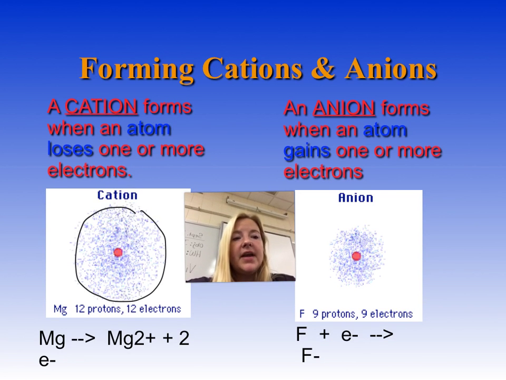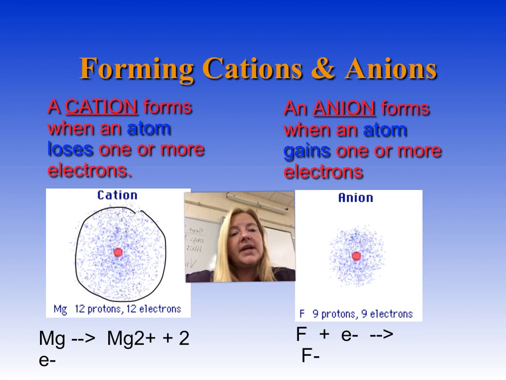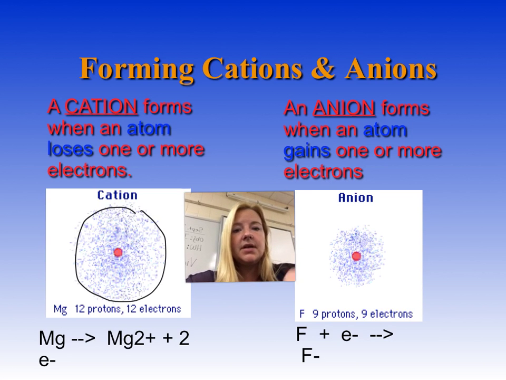Well, if I need to have 8 electrons, I could either gain 6 more electrons to fill that outer shell, or I could just lose the 2 that I have. So basically, it's kind of easier to just lose these 2. Well, if I lose 2 negative things, I'm more positive. Therefore, I have a positive 2 charge. The same way works with an anion, except with an anion, it's going to be gaining electrons.